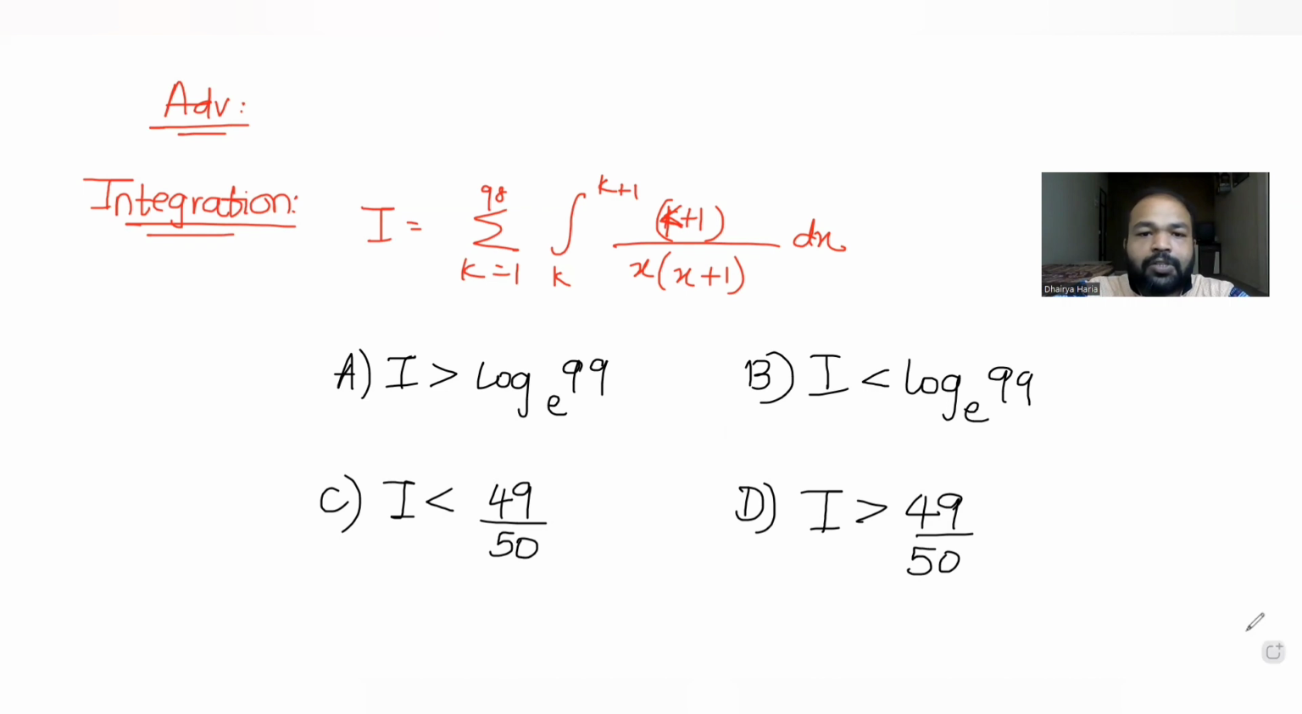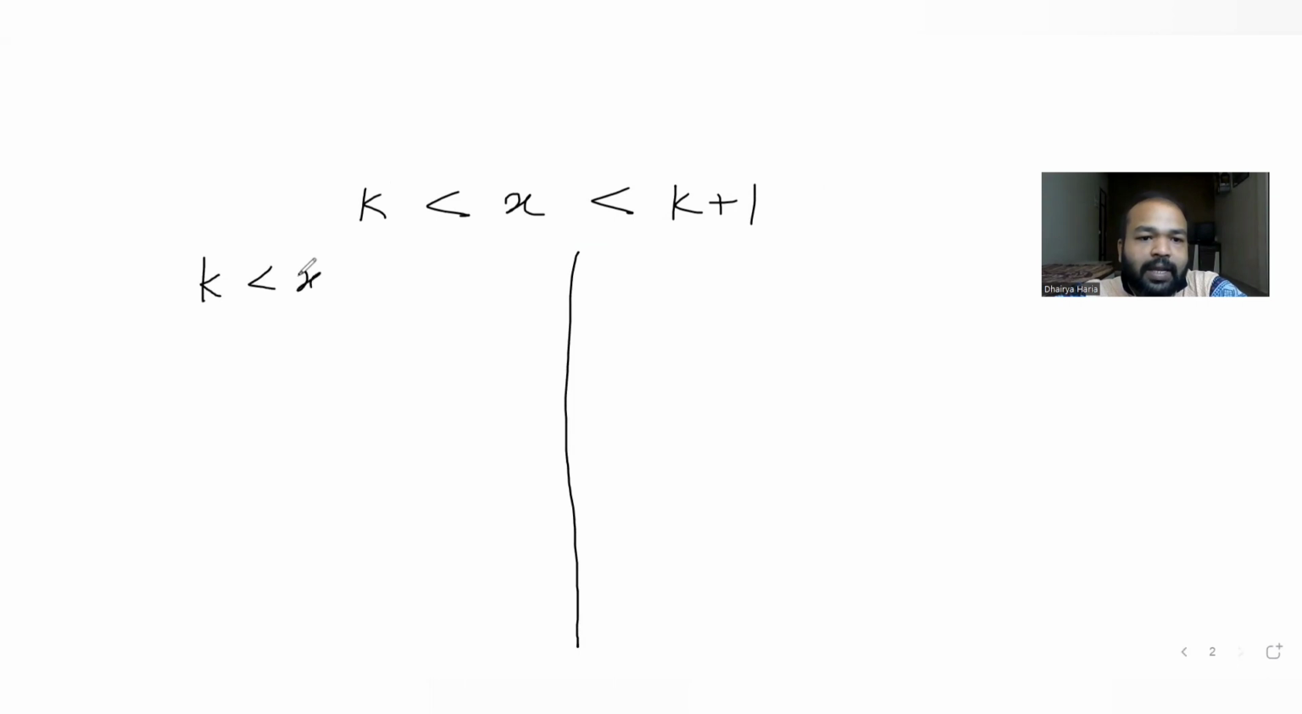The first thing I see is that the options are in terms of inequality, so we just need to figure out whether it's lesser or greater than. From the limits, x goes from k to k plus 1, so I can surely say that x is between k and k plus 1. So x is greater than k and less than k plus 1. From this I get one inequality, that k is less than x, and another, that x is less than k plus 1.